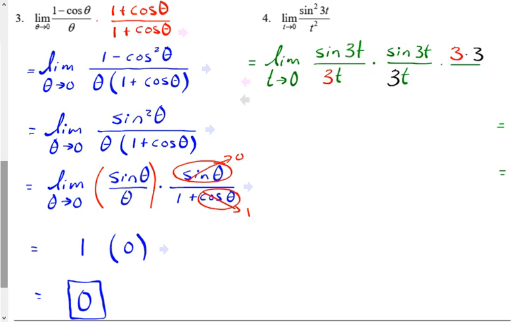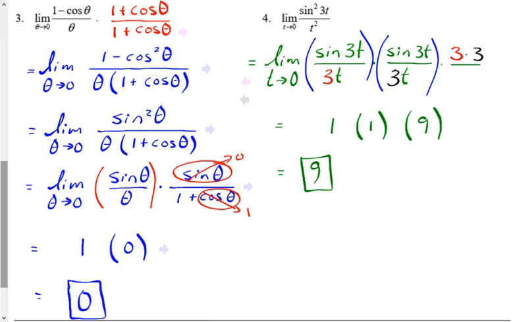So what do I get? This part goes to 1. That will also go to 1. And then I have a 3 times 3, which is 9. There is my limit.